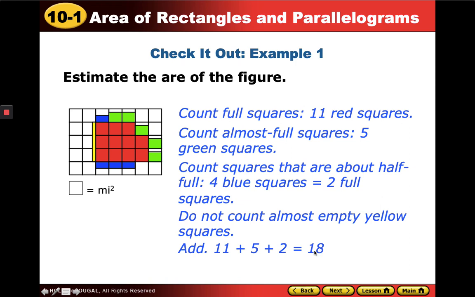On this one, I would say an answer between 16 and 20. Somewhere between 16 and 20 is what would work. But really, it's got to be at least 16, though, because you've got 11 full red ones and then 5 that are almost full in the leftovers, so at least 16.